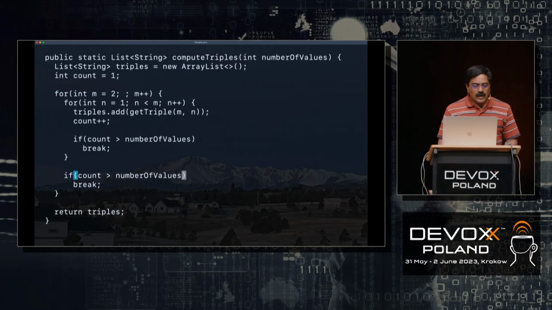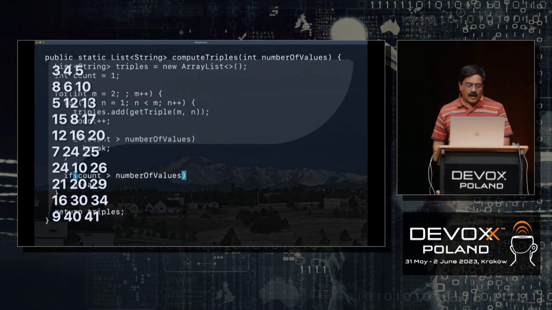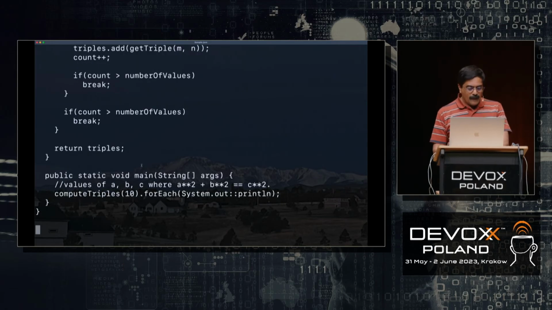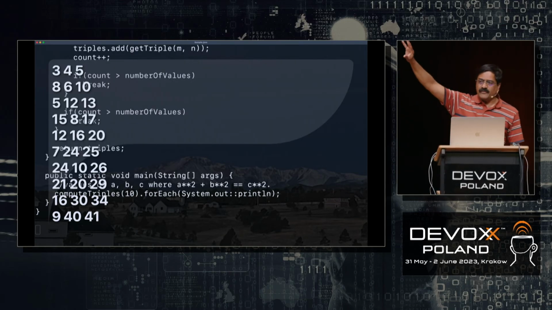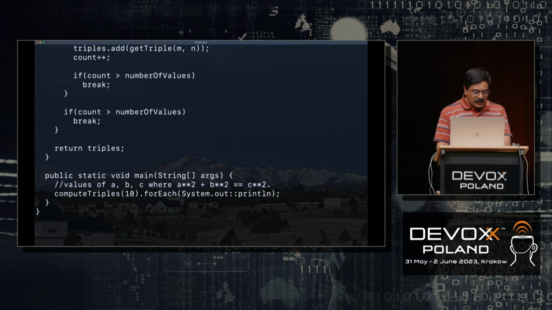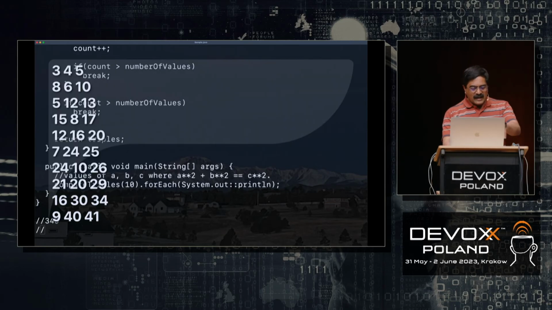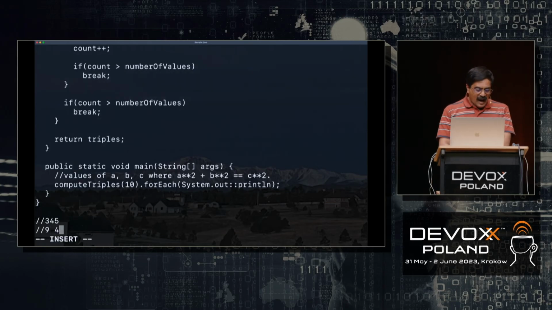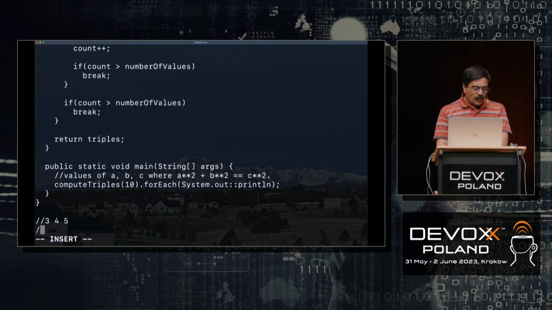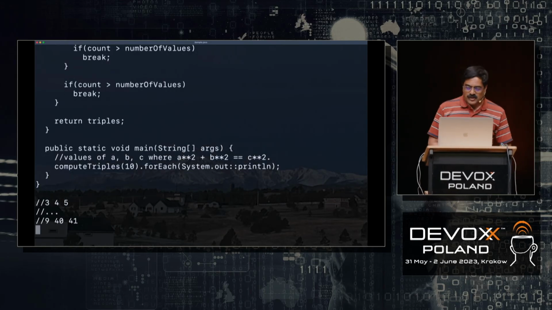So when you run the code, the output is the following. We only wanted 10 values. If you notice right here, we are asking for 10 values in here. So when you run the code, you got all these values. Notice 3, 4, 5 as the first value. I'm going to note this down here, 3, 4, 5. And the last value that you see in here is 9, 40, and 41. And so those are the values that we are getting. And of course, other 8 values in between.